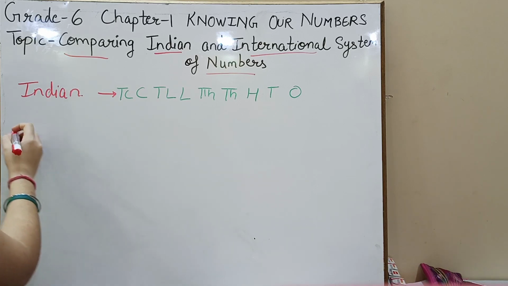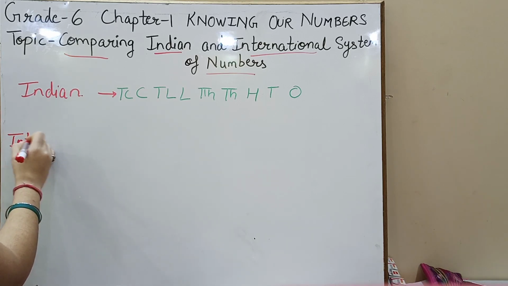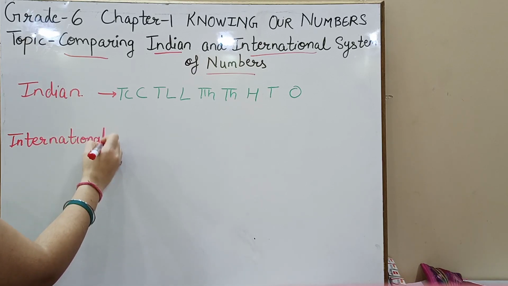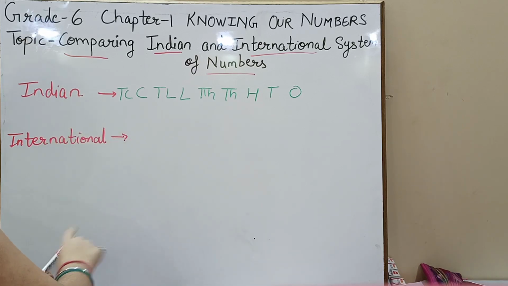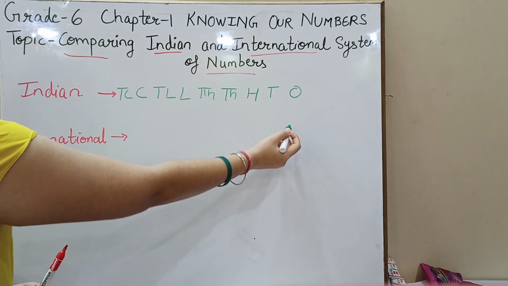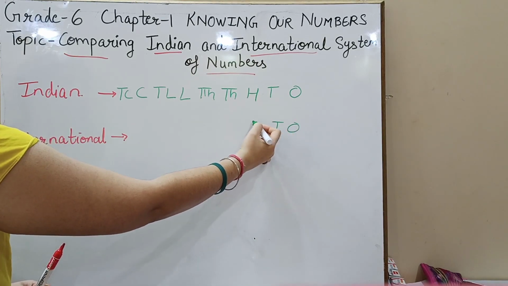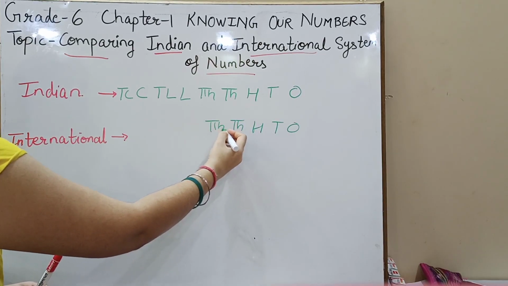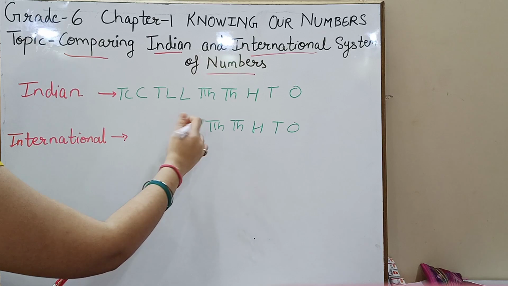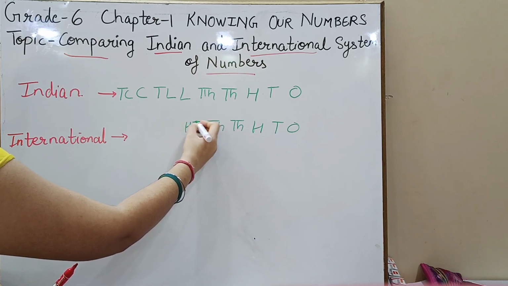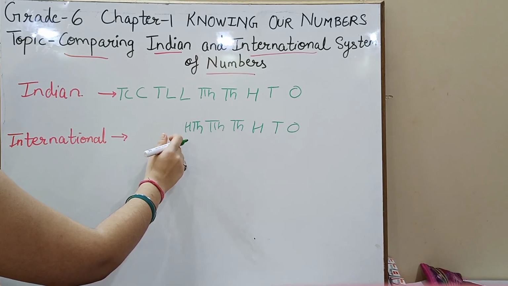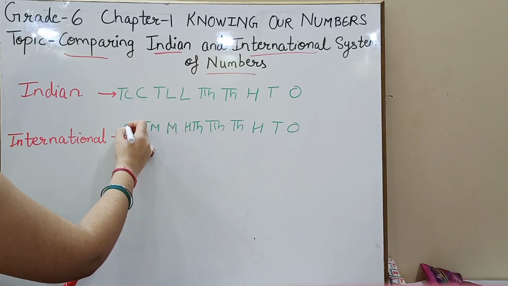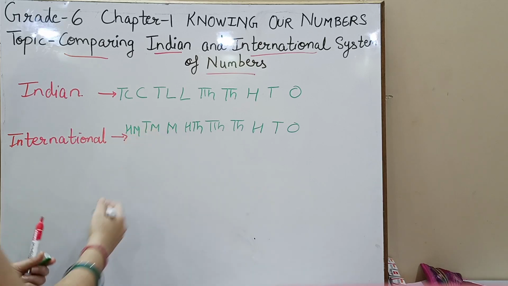Now let us move to the international number system. The international system starts with ones, tens, hundred, thousand, 10,000. Here they won't get lakhs, they are going to get 100,000. No 10 lakhs, it will be million, 10 million and 100 million.